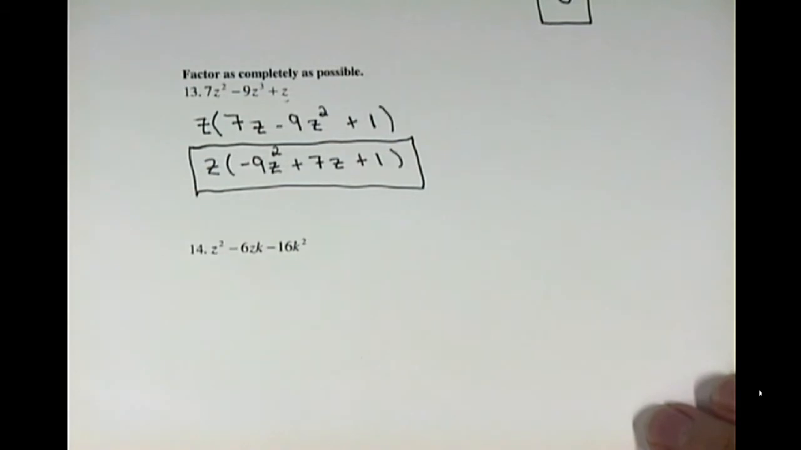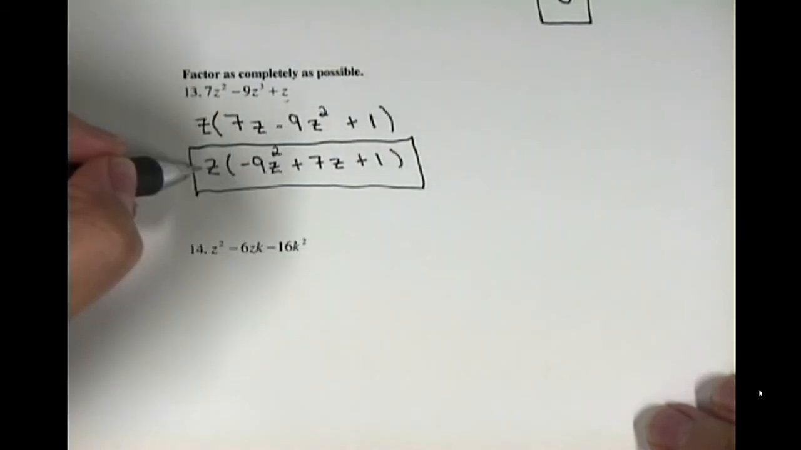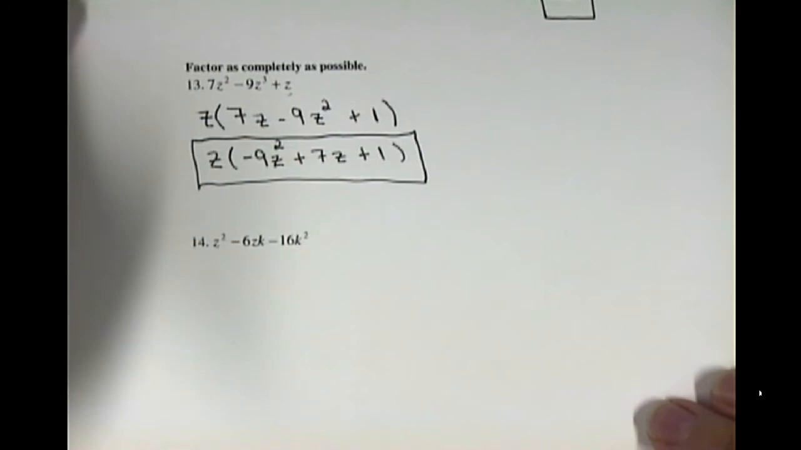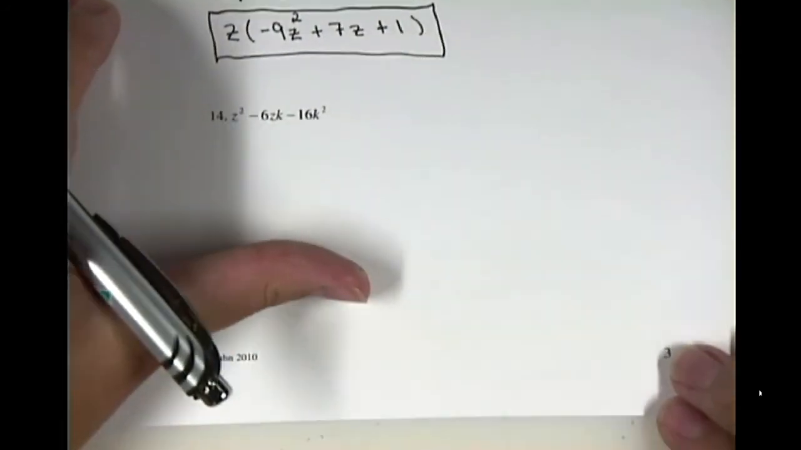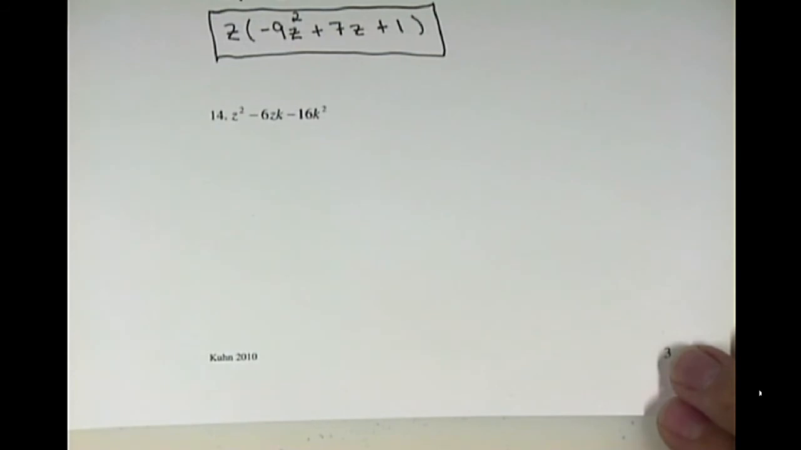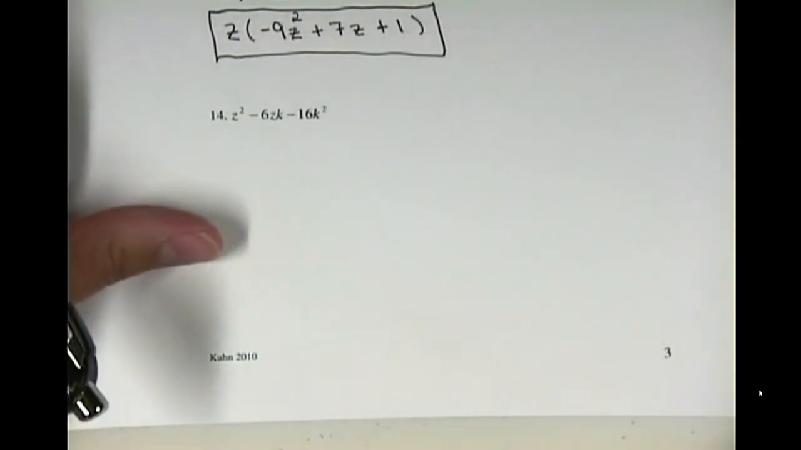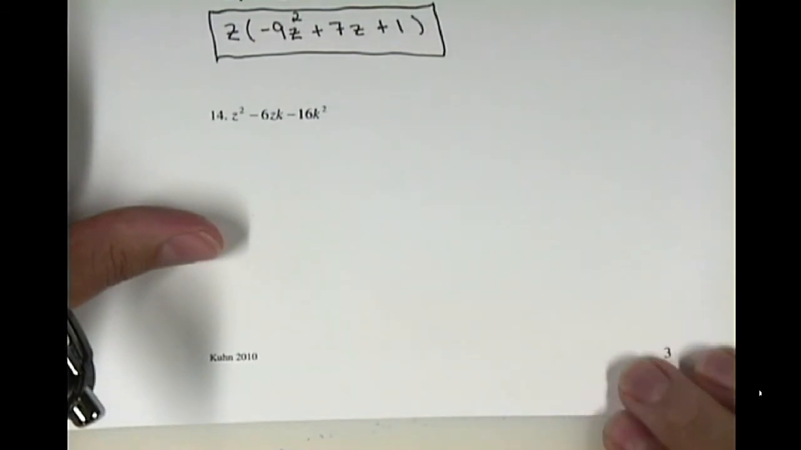Okay, and you could have factored out a negative z as well. That would have been acceptable. You would have gotten a slightly different looking answer, but it would have been an equivalent answer. Alright, so let's go to another one. This one says z squared minus 6zk minus 16k squared.